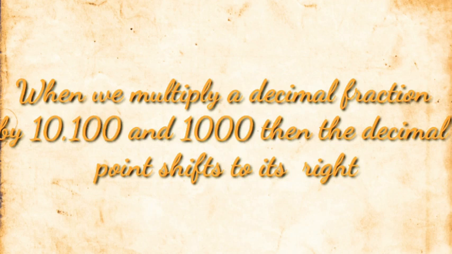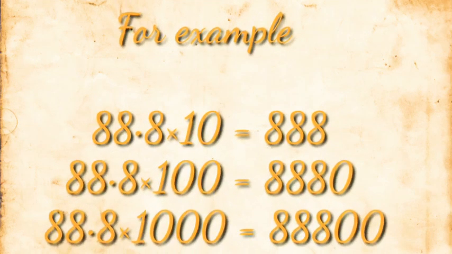For example, I have here the example of 88.8. Multiply it with 10. Then the decimal will be shifted to the right place. From here, how many digits? As in 10, how many zeros are there? 1 zero. So the decimal will be shifted toward the right side, one place ahead, and the answer will be 888.